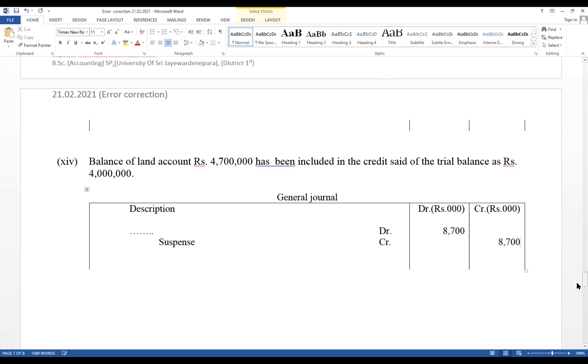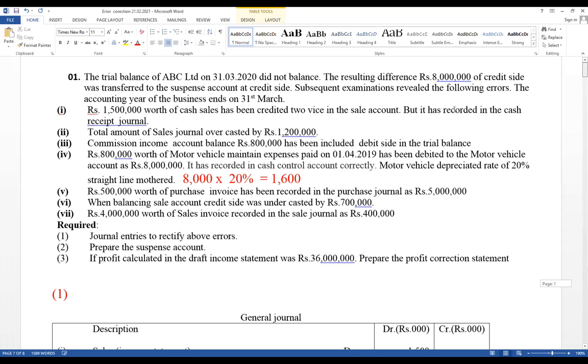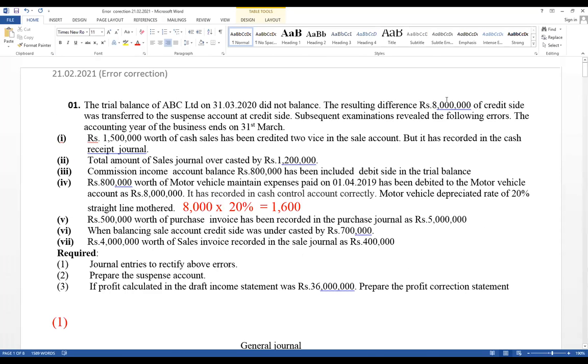see question number 1 again. Sometimes here it has not given the suspense account balance. Think about question number one. It has given the suspense account balance. Sometimes they ask here, prepare the suspense account and calculate the balance prior to error correction.